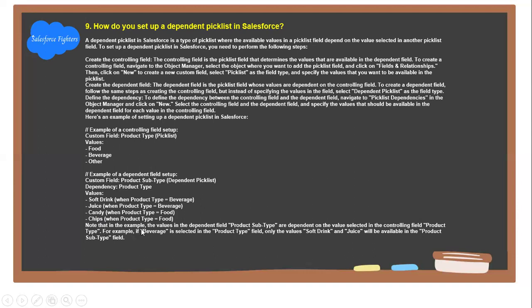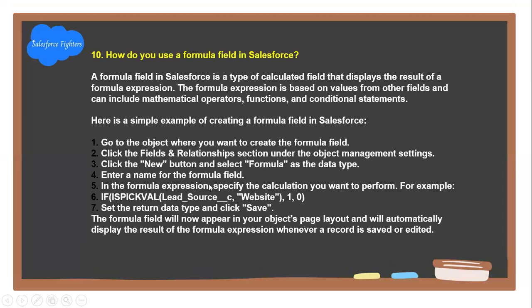Note that this is an example of the values in the dependent field, product subtype, which depend on the value selected in the controlling field, product type. For example, if beverage is selected in the product type field, only the values soft drinks and juice will be available in the product subtype field.